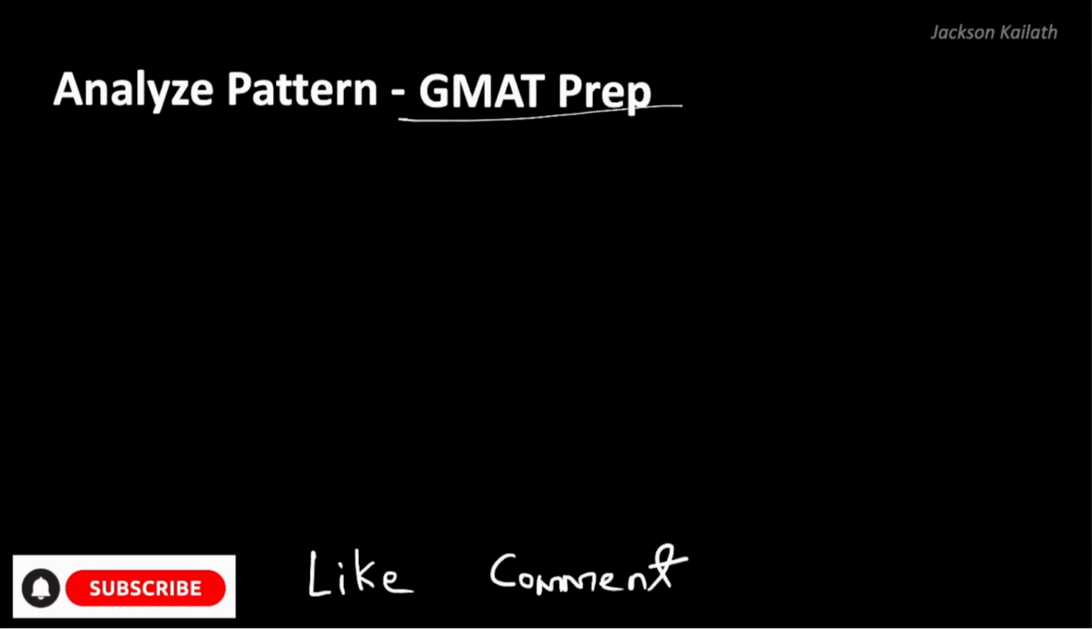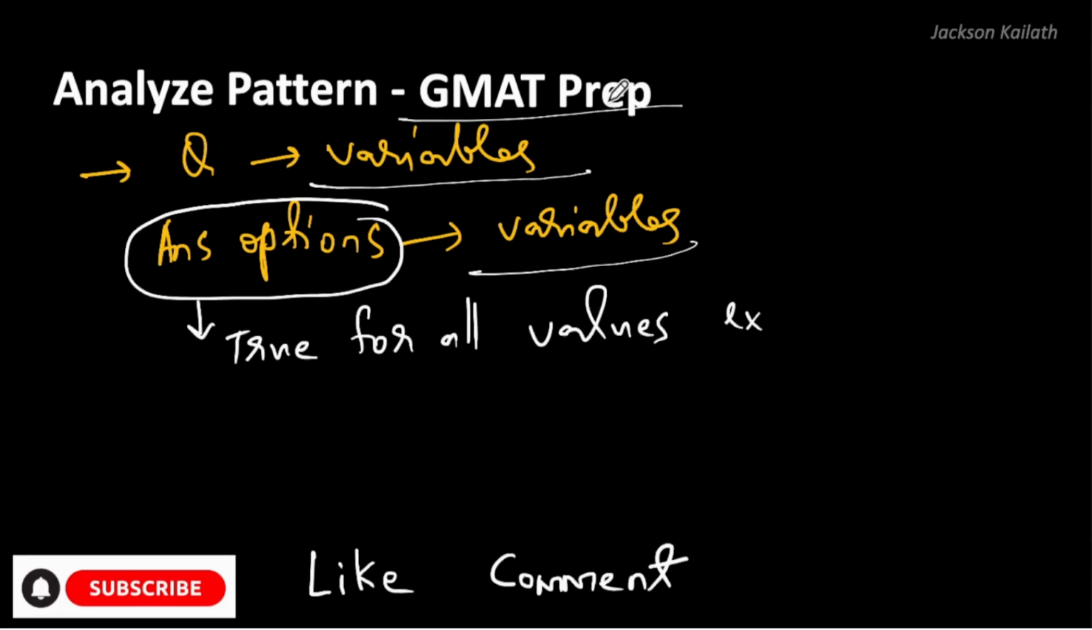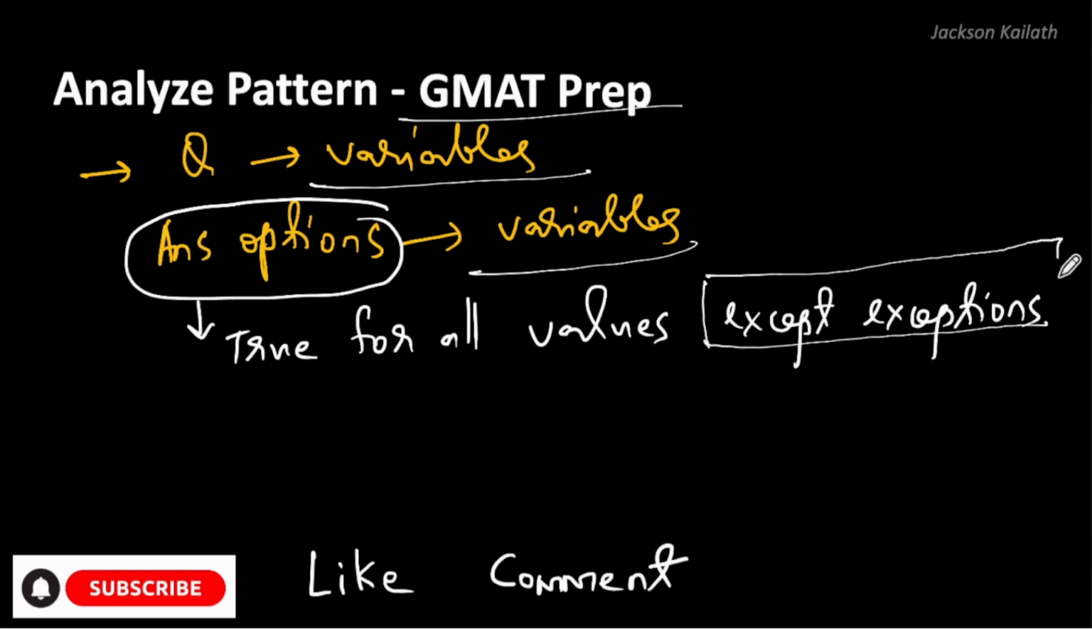Now coming back, let's quickly analyze what we learned over here, and let's try to improve our knowledge and strengthen our arsenal and be better prepared for the GMAT. So over here we had questions where in the question stem we had variables, and the answer option was also in terms of variables. So we have seen that the correct answer option should be true for all values except the given exception. Like in this case, the exception was some value mentioned not to be equal to 0. So whenever you plug in, don't take values as per the exception. So you can take any other value.